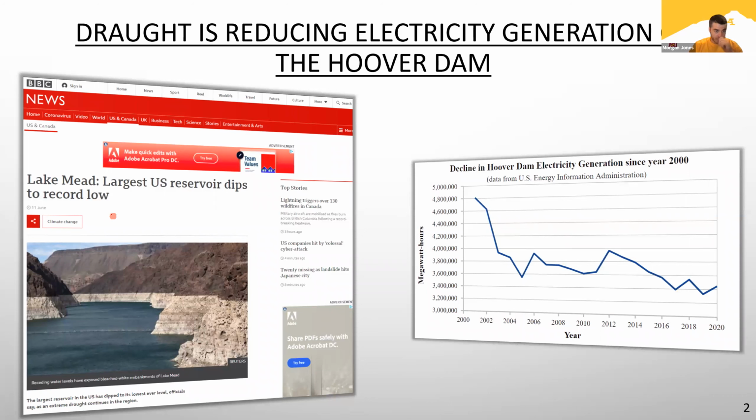So recently it's been reported in the news that Lake Mead, the largest reservoir in the US, is at record low levels. As you can see from this image on the left, the water line has substantially lowered over the years. Lake Mead is the reservoir that is connected to the Hoover Dam, and this has resulted in the electrical generation of the Hoover Dam decreasing over the years from the year 2000 to the year 2020.